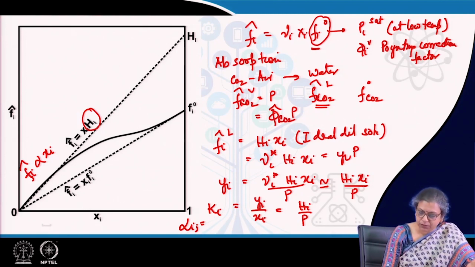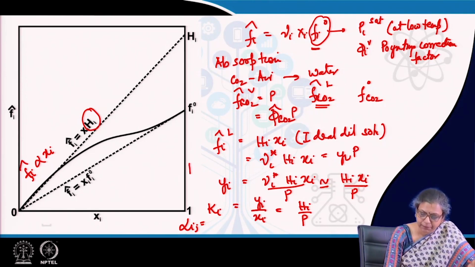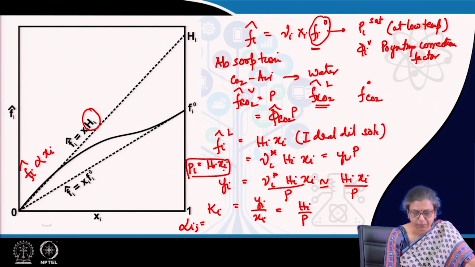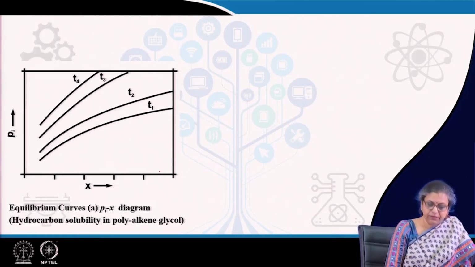Well, accordingly, once we can find out yi and xi, for different xi's we can find out yi and we can start generating the data. But as I have told you, conventionally we express the data in terms of partial pressure and xi. So, in order to do that, we find that pi in this particular case corresponds to Hi into xi. So, once you know xi, we can generate the partial pressure data, rather we can generate the pi versus x data for different conditions.